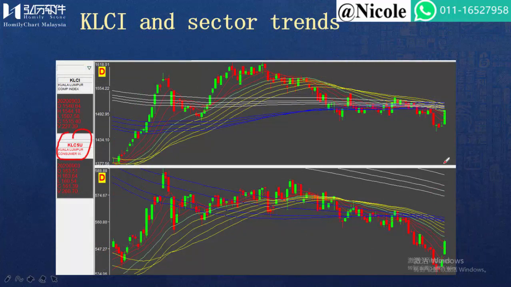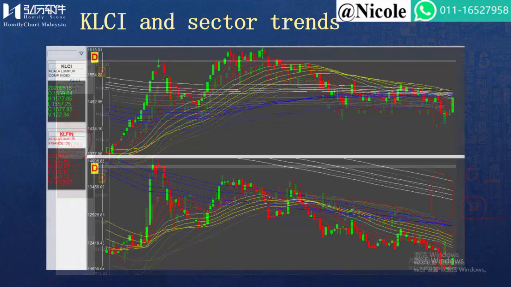Consumer sector also, first we judge its long-term trend, the white line and the blue line. You can see the blue line is below the white line, so this share is in a long-term downtrend. So it's weaker than KLCI, because KLCI's long-term downtrend is not so obvious now. And second, we see the midterm direction, the yellow color. You see the yellow color is downward, so midterm downtrend.